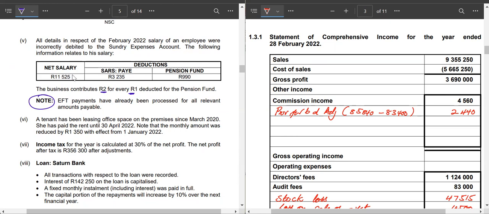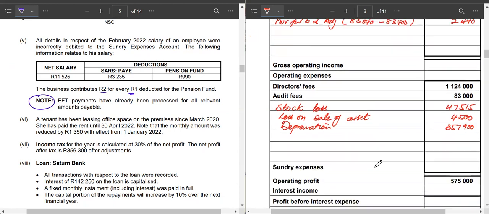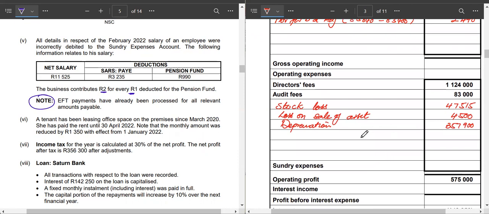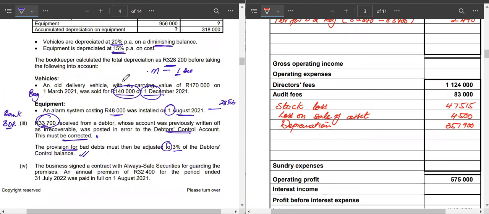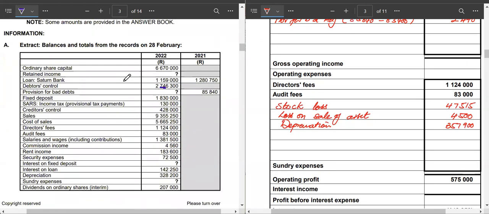Now, in this case, you are given the net salary and the deductions. So when I come to my salaries, here you can see I do not have the information. So I have to come and see how much my salaries were in the extract of information. So I'll come here. Here is my salaries. It says including contributions. It is very important. When you do this adjustment, you have to understand, is the examiner including contributions in the salaries and wages, or are they being recorded separately?